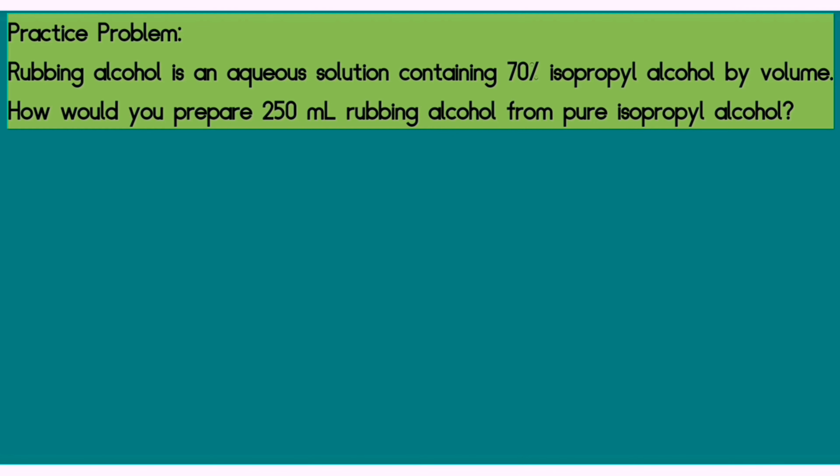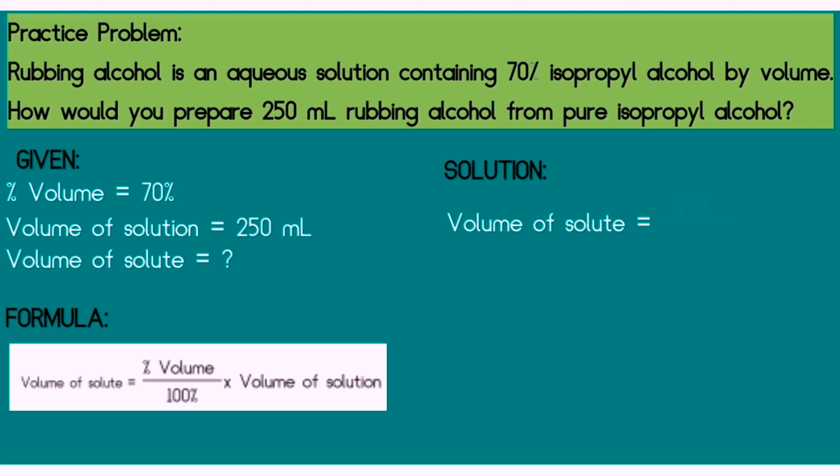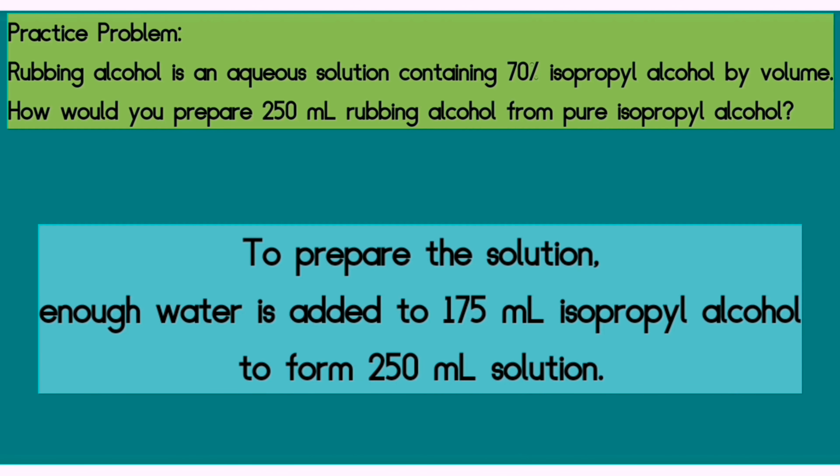Let's see if you got it right. Following the steps in solving problems, first, write what are given and substitute the given values. We know that 70% of the volume is isopropyl alcohol. So, 70 ml isopropyl alcohol divided by 100 ml solution times 250 ml solution is equal to 175 ml isopropyl alcohol. To prepare the solution, enough water is added to 175 ml isopropyl alcohol to form 250 ml solution.